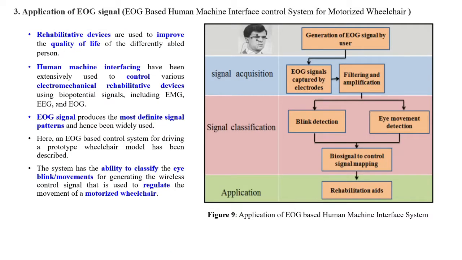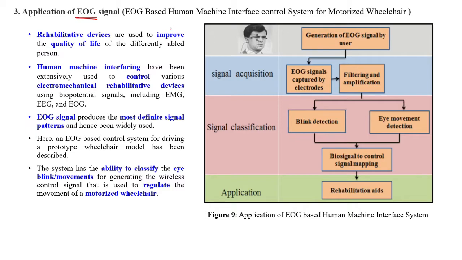Coming to the next application, the application of the EOG signal. I already told you about the electro-oculogram signal, and it can be used to generate control signals for manipulating various devices for rehabilitation purposes, for example robotic vehicles, motorized wheelchairs, and robotic arms.